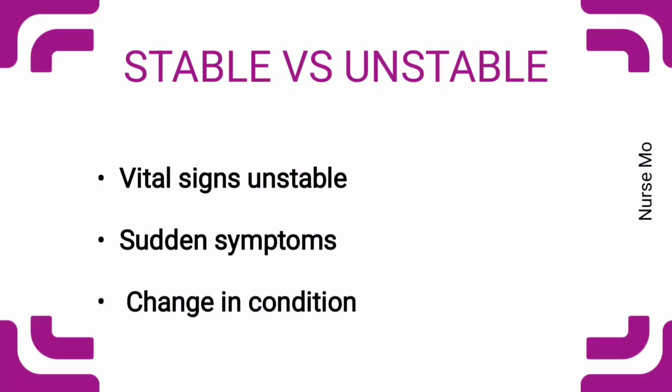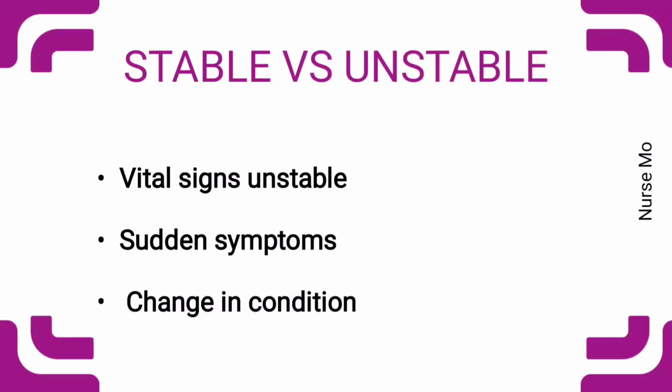In stable patients, the vital signs are usually stable. The symptoms you see in stable patients, even though they might be serious symptoms, are predictable. You already know that these symptoms will come with the patient's condition, but when you have sudden symptoms, it automatically makes the patient unstable. Predictable symptoms make patients stable, while unpredictable symptoms make patients unstable. Then change in condition. If a patient has a sudden change in their condition, maybe a sudden decline in some of the parameters, their vital signs and other parameters, it makes that patient unstable.